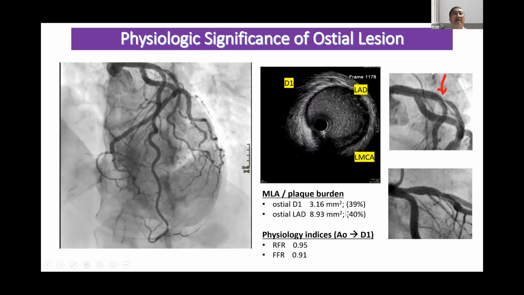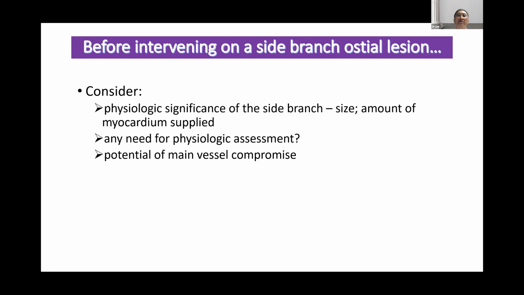Therefore, before intervening on a side branch ostial lesion, we need to consider the size and the amount of the myocardial supply and make sure that they're actually physiologically significant. We should also consider whether there is any potential of main vessel compromise. I think that is an important consideration for an isolated branch ostial lesion.